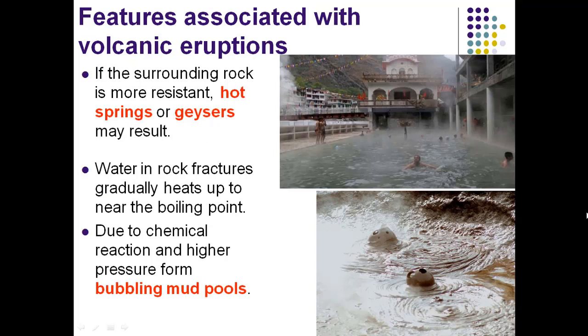Now other associated features are hot springs and bubbling mud pools. As you can see in this picture, there is a hot spring and people are taking a dip in this water. There is a belief that such hot springs have some medicinal properties. If the surrounding rocks are more resistant and the water slowly appears on the earth's crust, and the water here is near boiling point, in this situation water doesn't shoot up very high like a geyser. It appears and is very hot. So such hot springs are very common in volcanic areas.